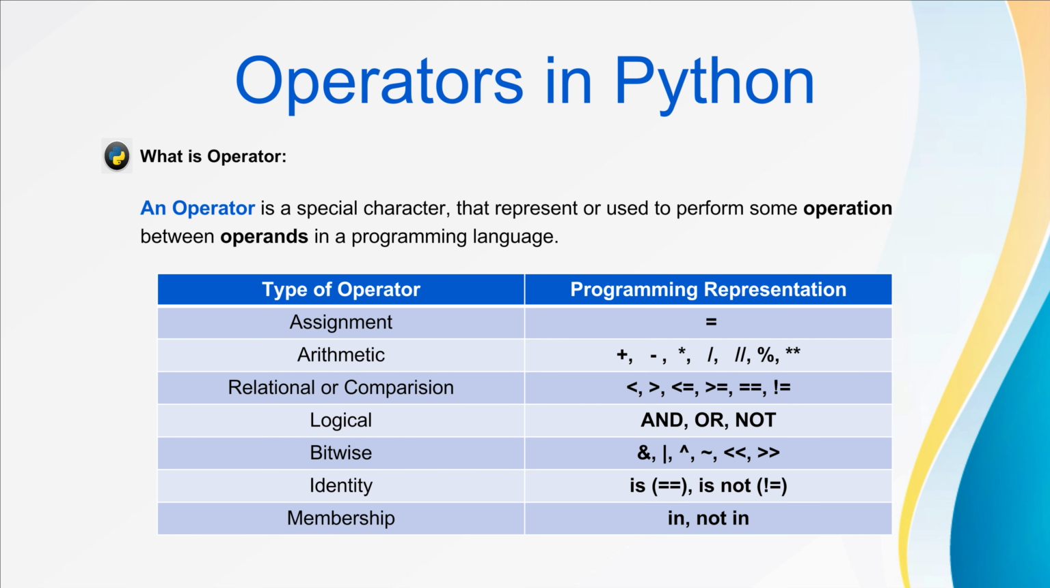Okay, and the final set of operators supported by Python are membership operators. These operators are used to verify whether an object or value is present in the sequence of another object or not. The operators are in and not in. These operators return true or false as an output. These are the different types of operators supported by Python for different types of operations. Let's open PyCharm IDE and understand more on each type of operator with some examples.